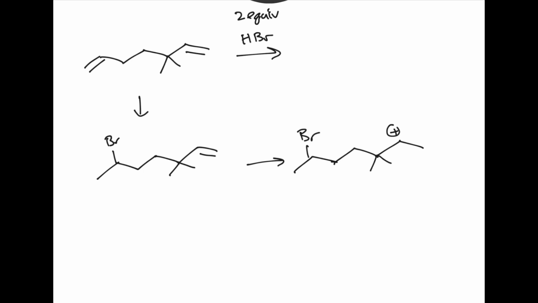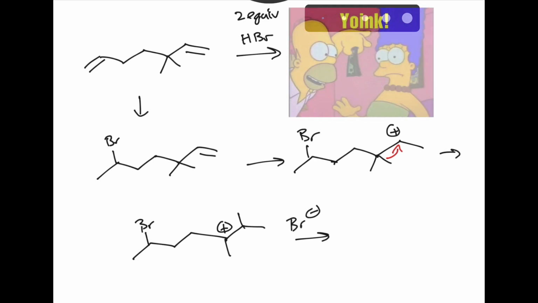What do you always have to do if you make a secondary carbocation? You have to see if it can rearrange. Right, so this is a secondary carbocation. I can move a methyl group. Now my Br minus will add to that.